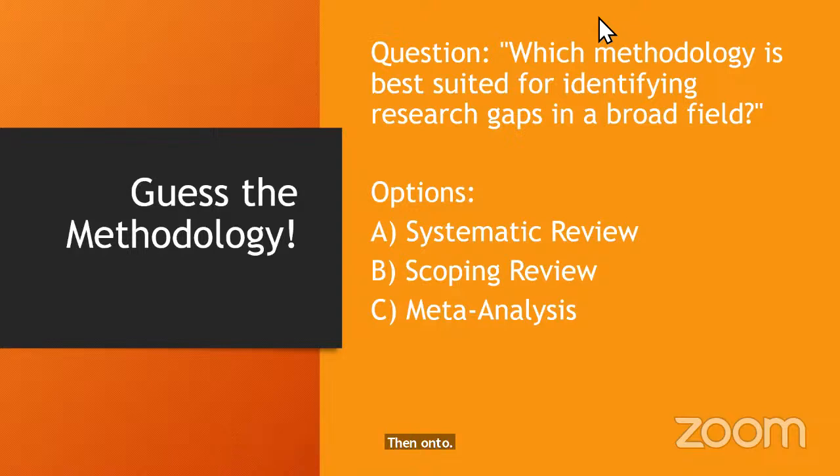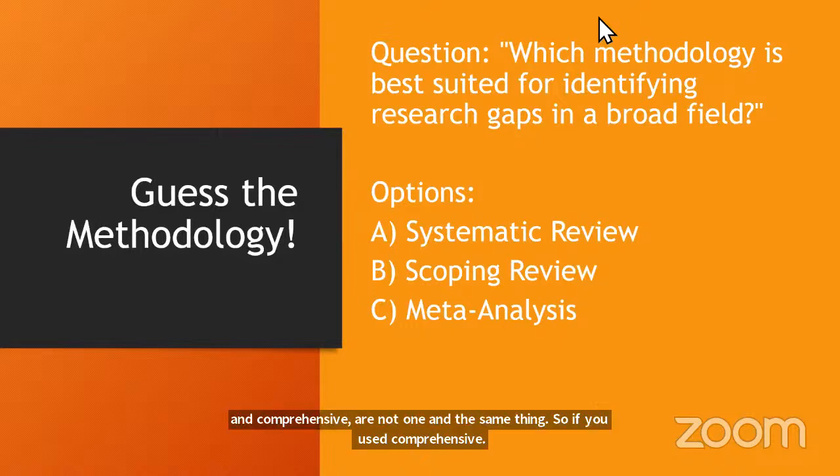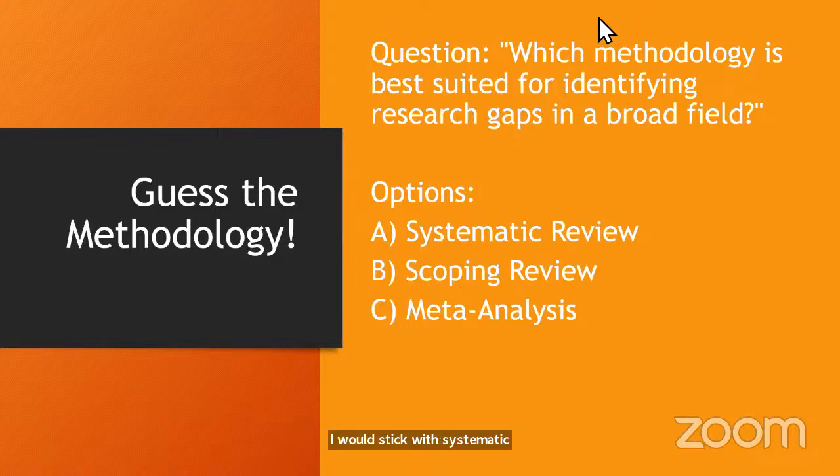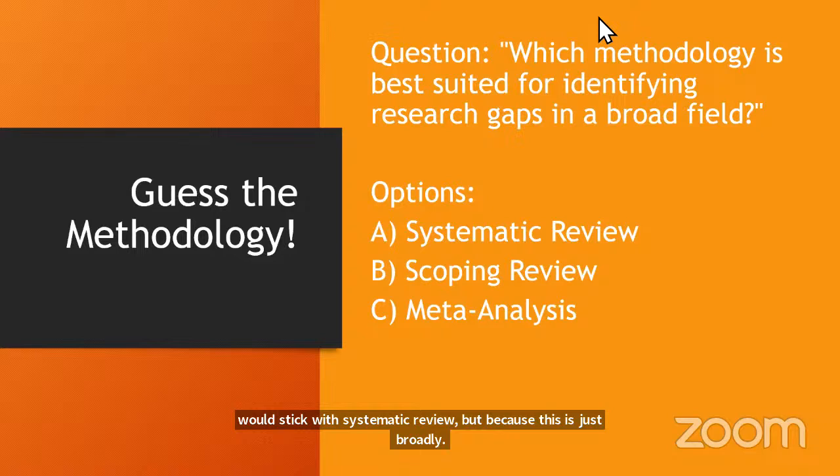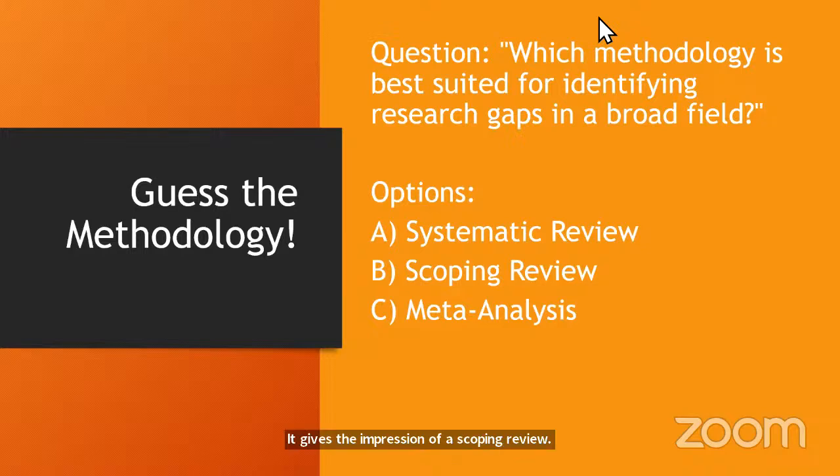So can you explain the reason why you chose scoping review? It could be an issue of semantics, but I feel like broad and comprehensive are not one and the same thing. So if you used comprehensive, I would stick with systematic review. But because this is just broadly, yes, it gives the impression of a scoping review. Okay, thank you, Evangeline.